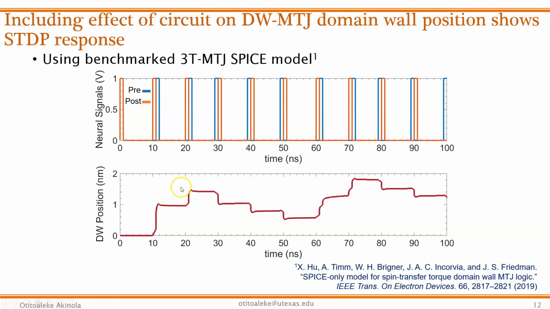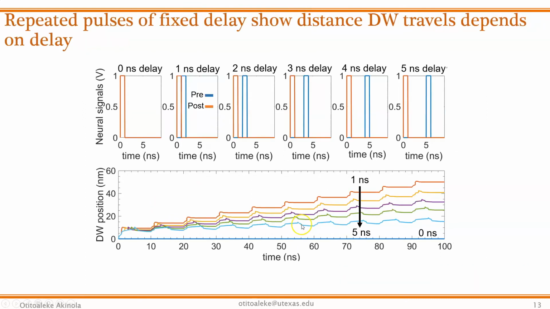Then we realize that indeed the domain wall moves in one direction when the postsynaptic signal comes in before the presynaptic signal, and when the presynaptic signal comes in before the postsynaptic signal, the domain wall moves in the other direction. One other thing we also tried to verify using SPICE is how much correlation there is between the delay and the movement of the domain wall. We realize here that when there is a 1 nanosecond delay, the domain wall actually moves much more significantly across the track, and when the delay is larger, the movement of the domain wall is limited or slower.